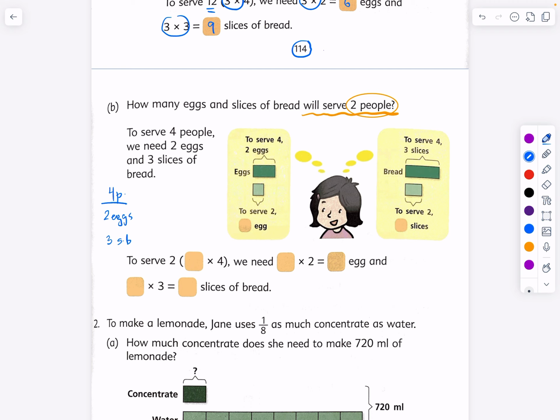What happens if we want to scale down a recipe just down to 2 people? What happened? We halved the number of servings. Therefore, we must proportionally reduce the quantity of food. So there will be 1 egg and 1.5 slices of bread, right? Times 1/2, times 1/2. Notice, to serve 2 people, we have to halve the recipe. Therefore, we need half the quantity of eggs and half the bread. That's what it means to stay proportional. What you do to one quantity, you must do to another.